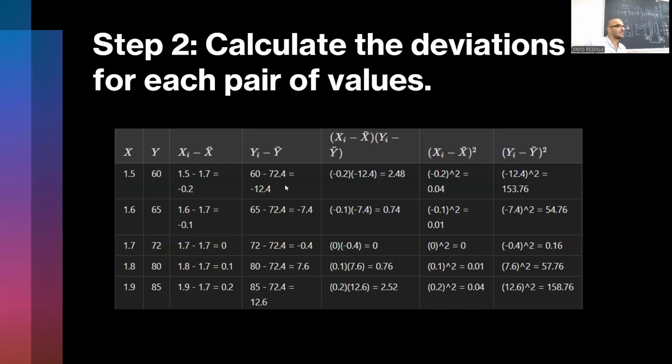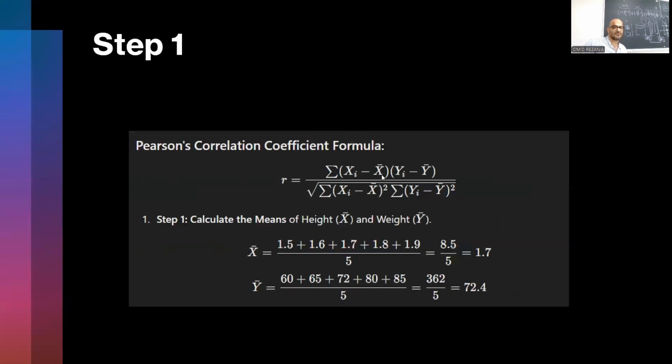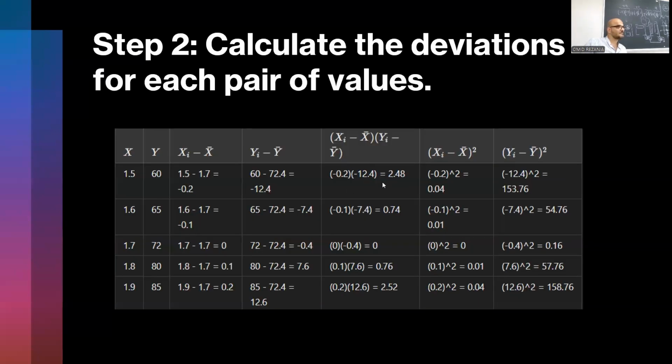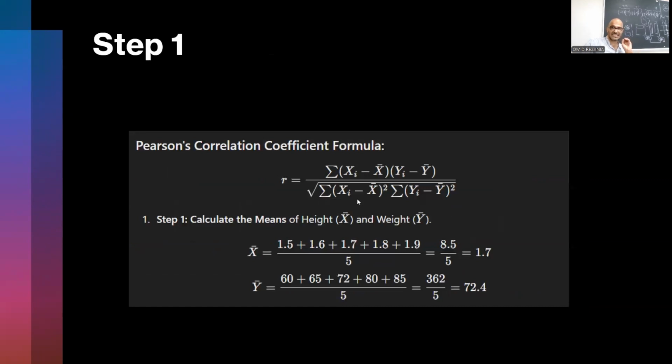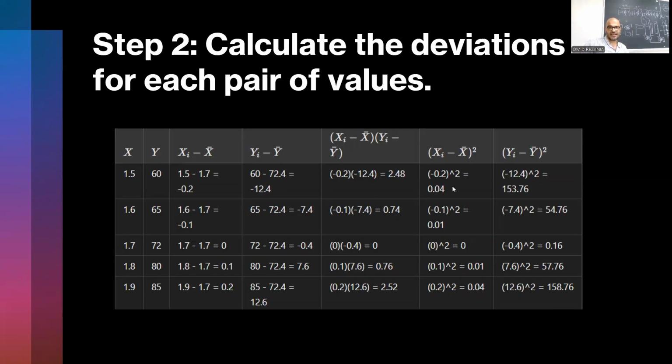Now, what else did I have to do? Look at this formula. I had to multiply these deviations together, and I did it here: minus 0.2 times minus 12.4, and I got that number. Now, at the same time, look at the denominator. When I had to find the standard deviation, it means the observation minus its mean, squared. And I also had to do that. Look at that, that's what I did. Observation.